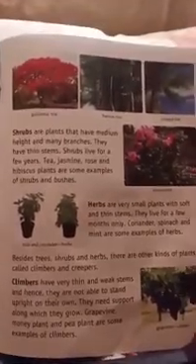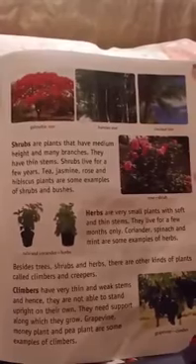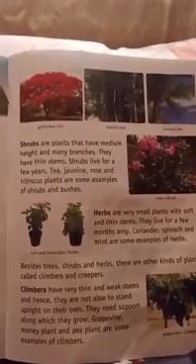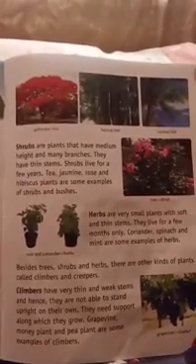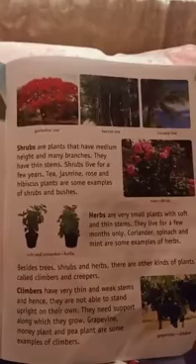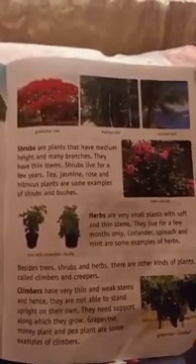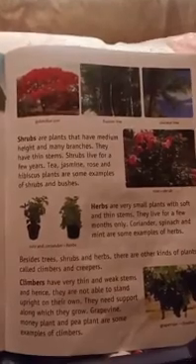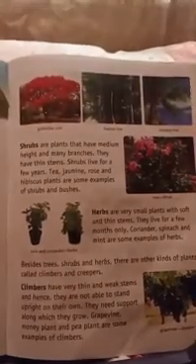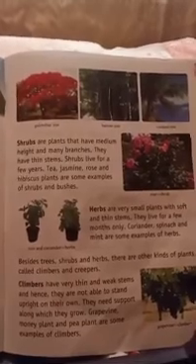Next is about herbs. Herbs are very small plants with soft and thin stems. This type of plants are very small and very light. For example, coriander, spinach and mint are some examples of herbs. This type of plants can survive only for a few months.